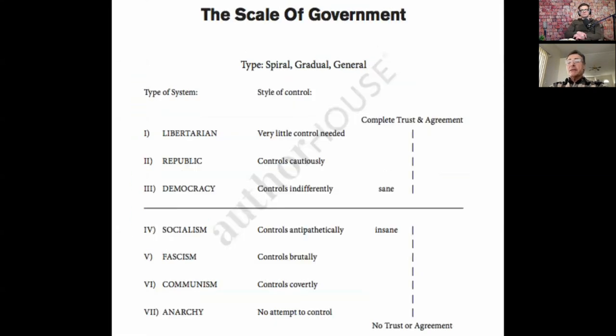Okay, the scale of government. So this is really a revolutionary idea. You hear all the time about the left and the right. I got news for you. There's no left or right. Left and right are things you find on your body. You have a left hand and a right hand. There is no left and right in government. That is arbitrary. And that is why it's so confusing.